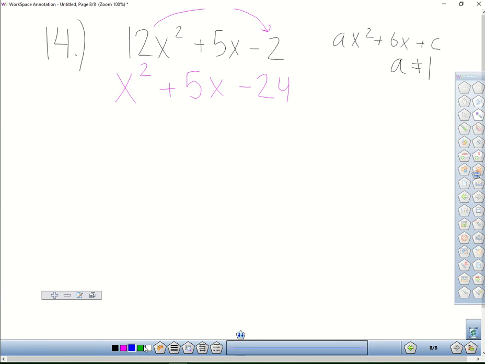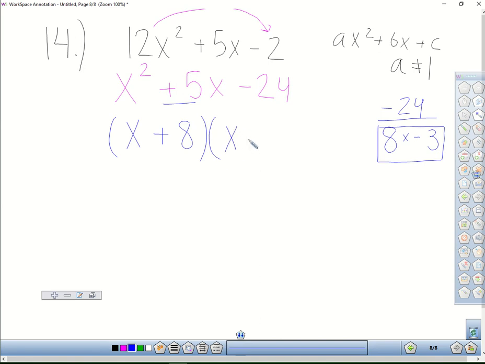So from here, you now can treat it like the other problems we've been doing. You're going to find factors of negative 24 that add up to what? Good, positive 5. So I'm thinking it's going to be 8 times negative 3. What do you guys think? Yep, that adds up to positive 5. So that means my two factors are x plus 8 and x minus 3.